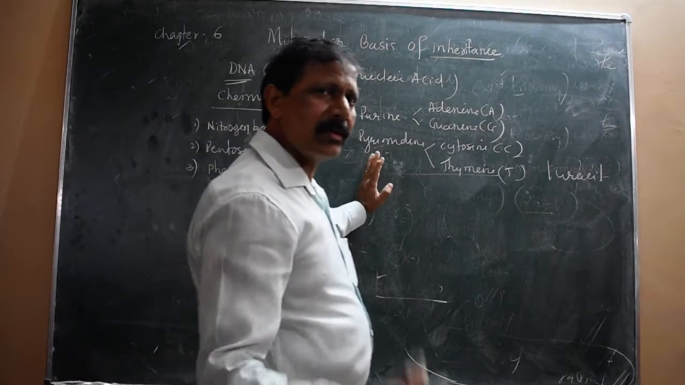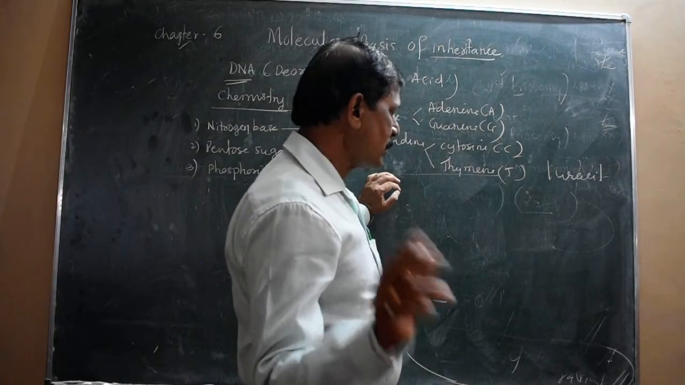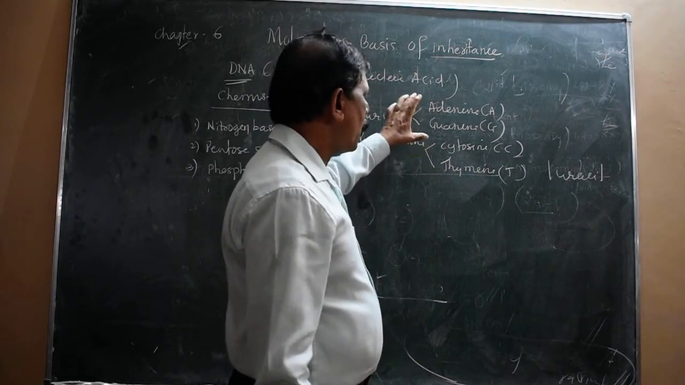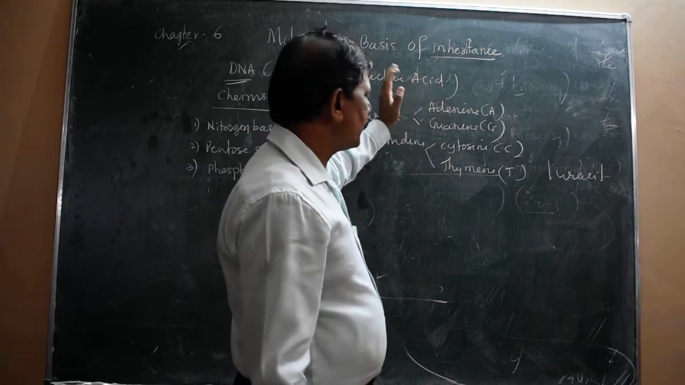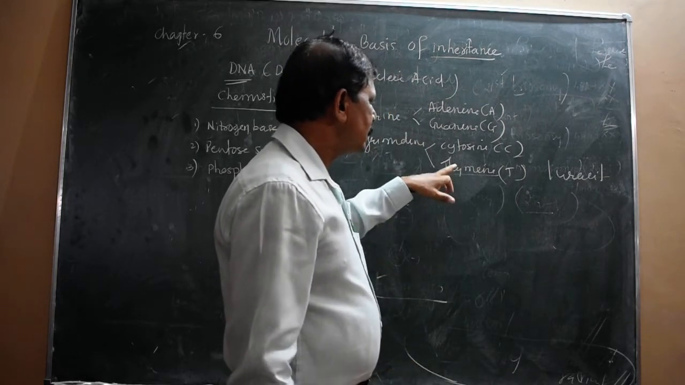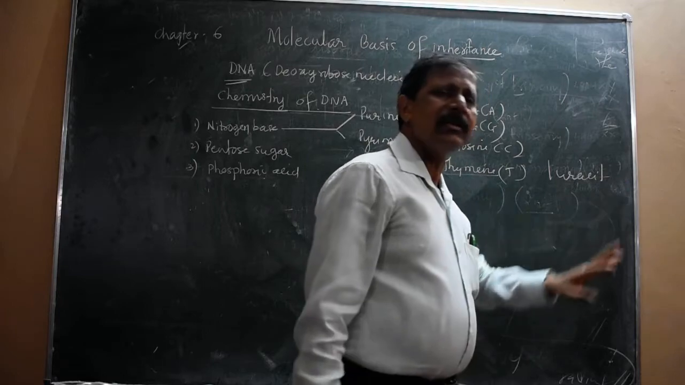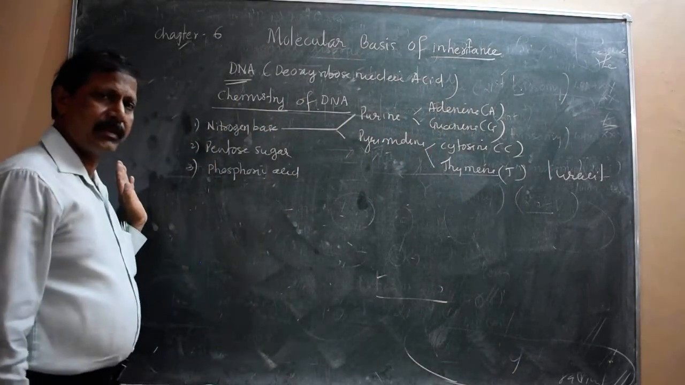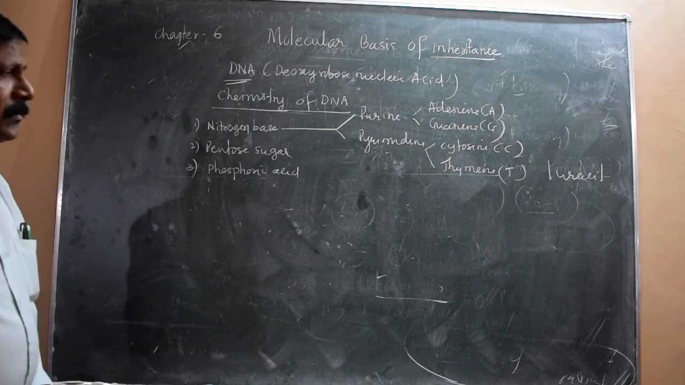But you must remember that only one changes in the RNA, only that pyrimidine base changes, and everything remains the same. Adenine same, guanine same, cytosine same, but only in RNA instead of thymine, uracil is present. That is the only change, and everything is the same. So now these are the purine bases.